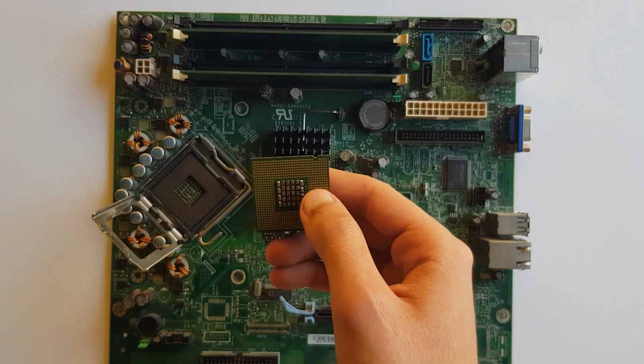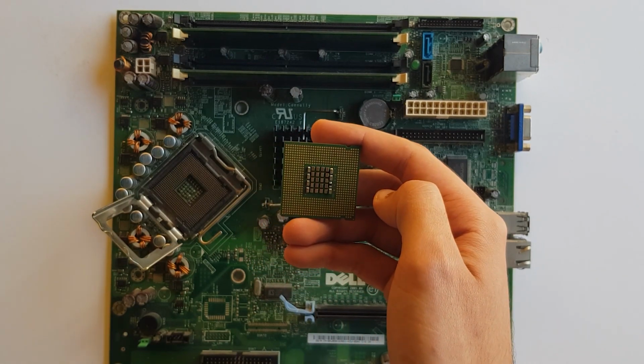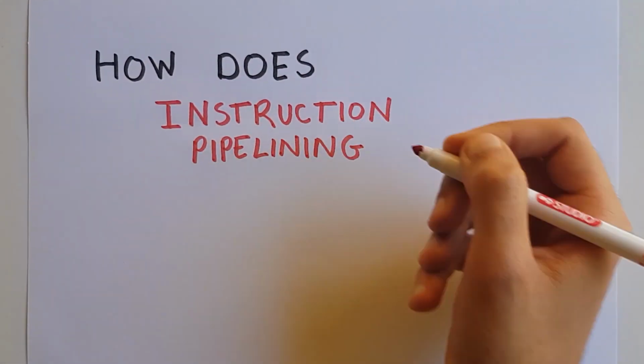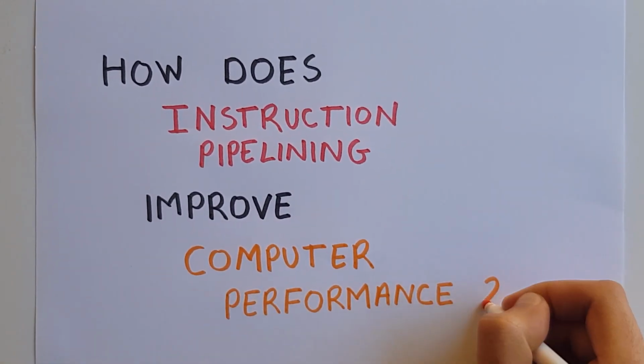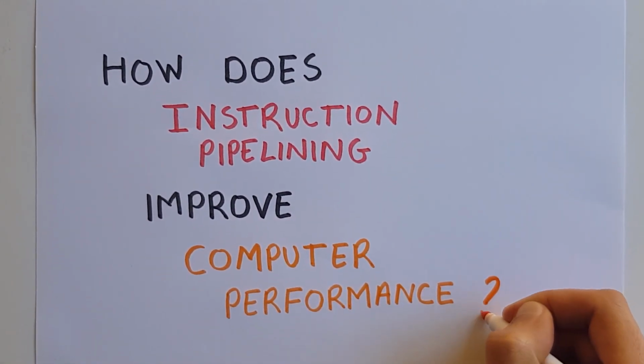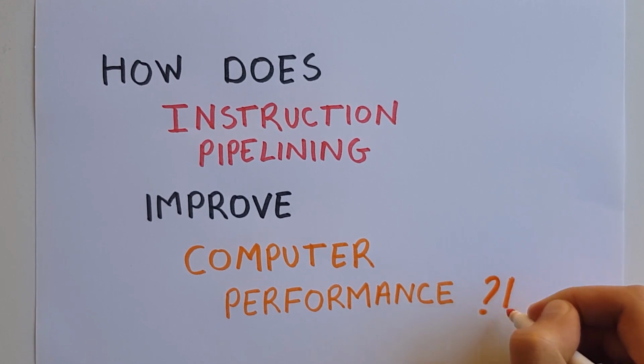The main objective of this video is to answer the question, how does instruction pipelining enhance processor performance? And we're going to answer that by gradually building a RISC-V pipeline data path.